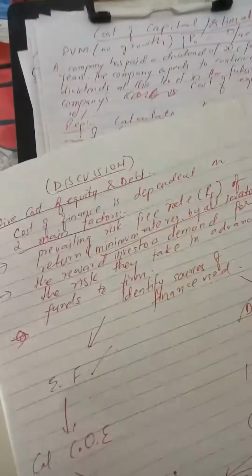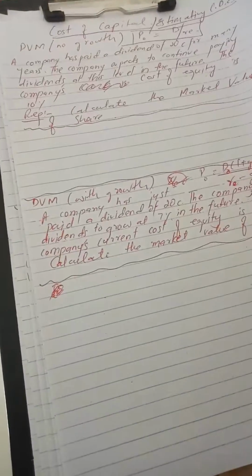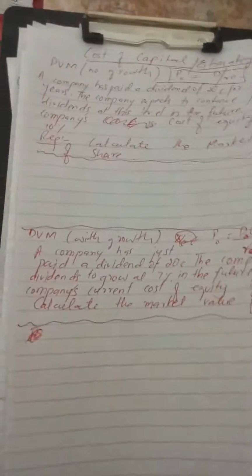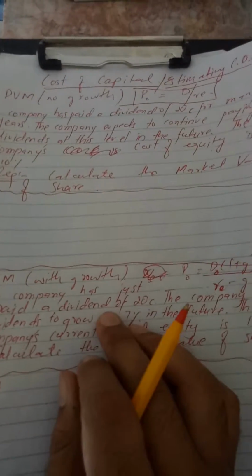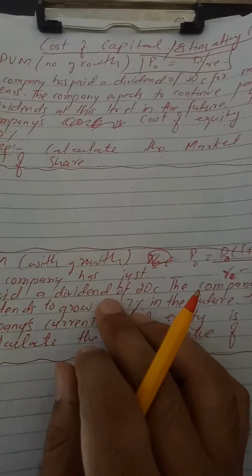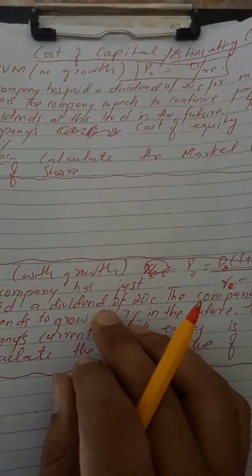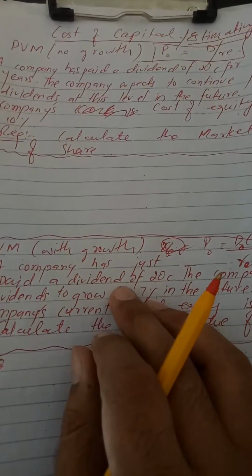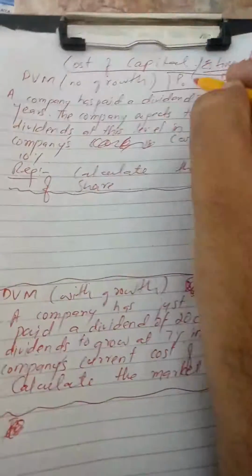So for the DVM, cost of capital, estimating the cost of equity, first of all, with no growth, we have to discuss it with no growth. A company has paid a dividend of 20 cents for many years. The company expects to continue paying dividends at this level in the future. The company's cost of equity is 10%. Requirement is to calculate the market value of share.